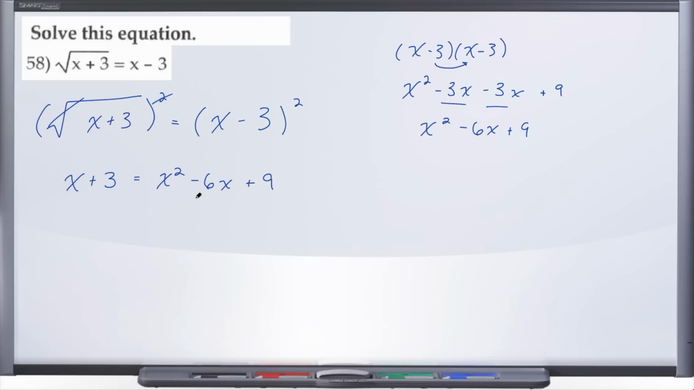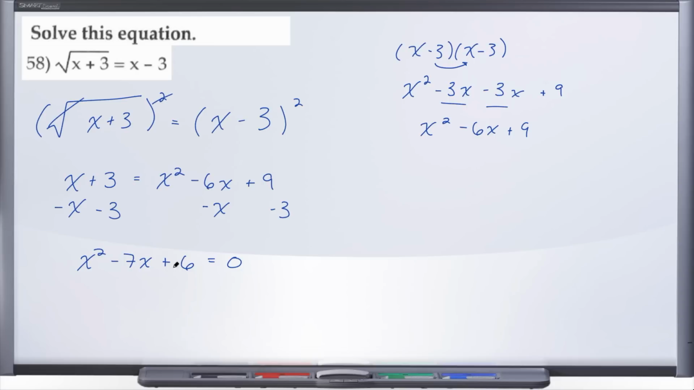All right, so it looks like we've got ourselves a quadratic equation here. So let's go ahead and move everything to one side and set this equation equal to 0. So we'll subtract x, we'll subtract 3. So what we end up with is x squared minus 7x plus 6 equals 0.